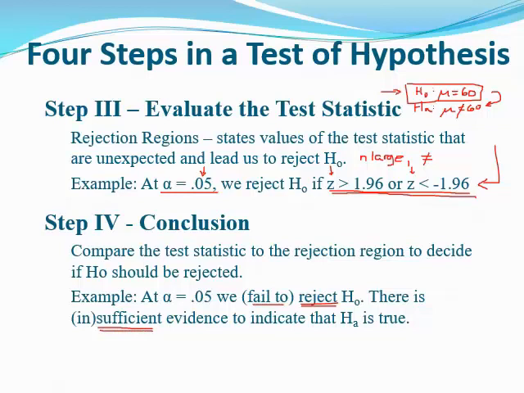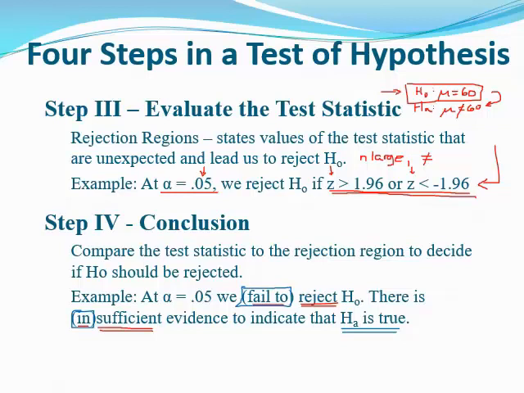alternative is true. If we fail to reject, so if we get a test statistic like 1.7 or negative 0.3, if the test statistic does not fall in the rejection region, then we fail to reject. And if we fail to reject, there is insufficient evidence. Fail to reject goes with insufficient evidence. Reject, there's sufficient evidence to indicate that the alternative is true. What's that mean? Well, in this case, we'd say mu is not equal to 60.